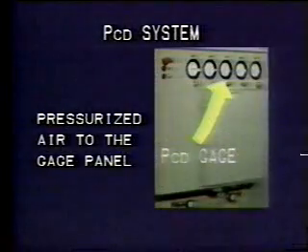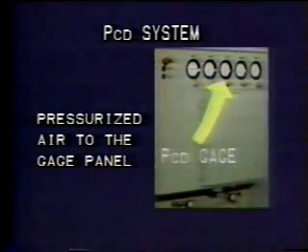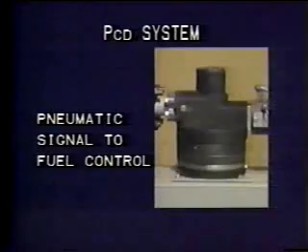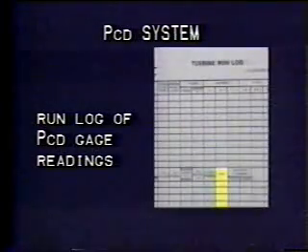Review. You have just viewed how the air system works. Let's review the important points. The PCD system supplies pressurized air to the engine gauge panel and a pneumatic signal to the fuel control valve, which adjusts the fuel pressure during operation. A running log of PCD gauge readings can help you detect deteriorating engine performance.